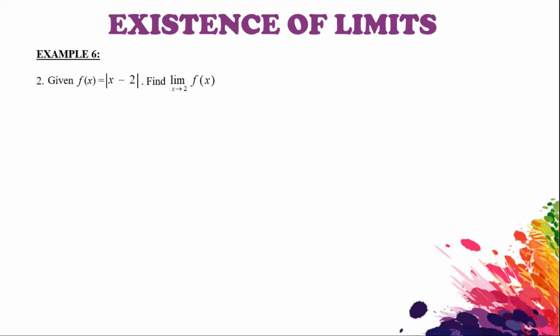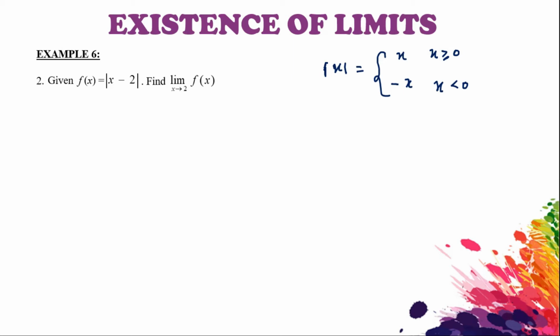So let's see the second example. Given f(x) equals modulus of x minus 2, find the limit of f(x) when x approaches 2. First, we must know the definition of modulus of x minus 2. We can separate modulus of x. We know that modulus of x equals positive x and negative x. This one is for x greater than 0 and this one for x less than 0. This one is x greater than or equal to 0.